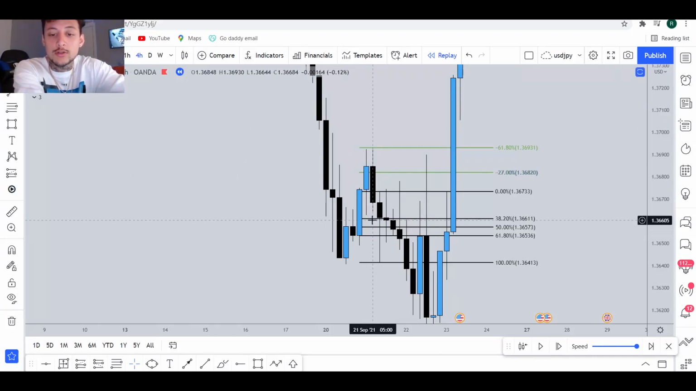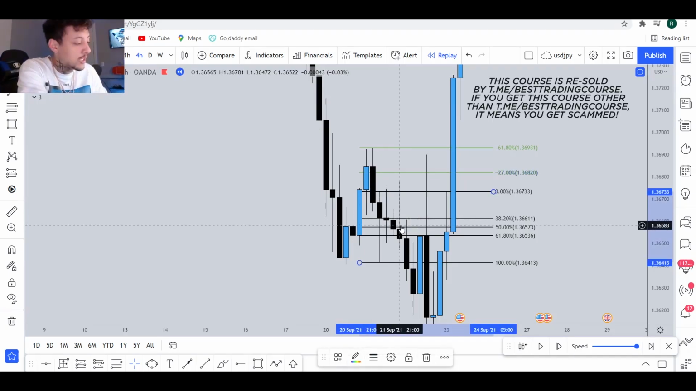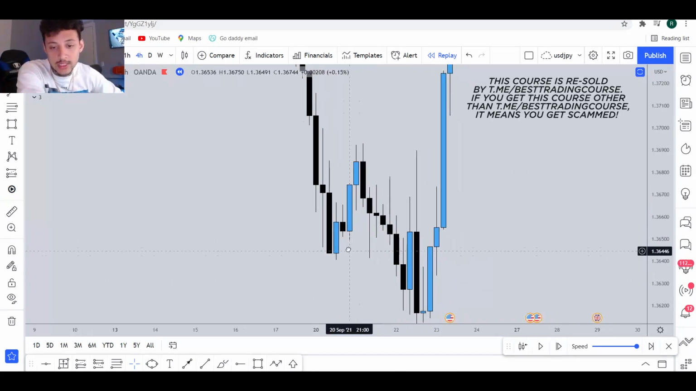So now notice how this one closed above the 38.20. It's going to be considered a very weak bearish candlestick, and we have a huge wick to the downside there.